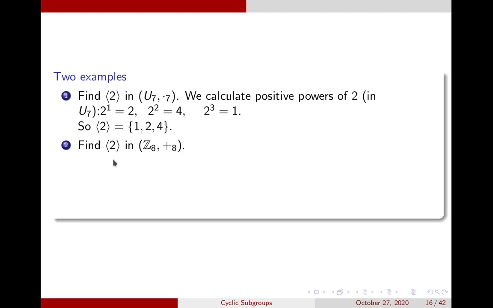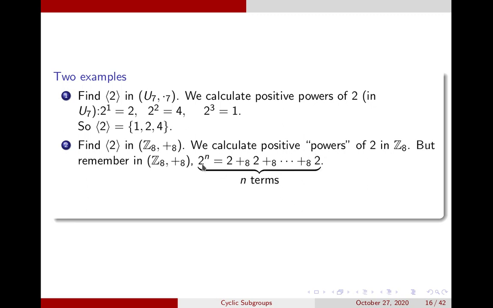And now let's find the cyclic subgroup generated by 2 in Z sub 8 using plus sub 8. So we have to keep in mind here that the operation is plus sub 8. It's an addition, it's not a multiplication. So that's why I put the word powers in quotes here. We're calculating positive powers of 2, but these are really multiples of 2 when you are working with an operation of addition.